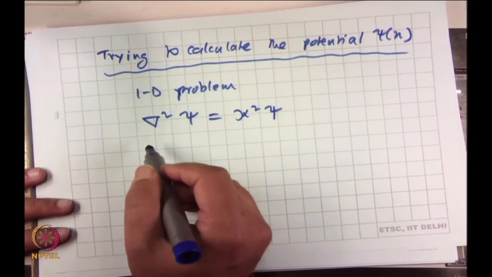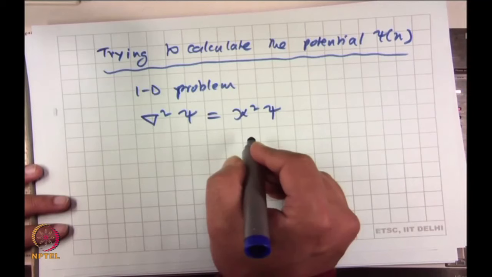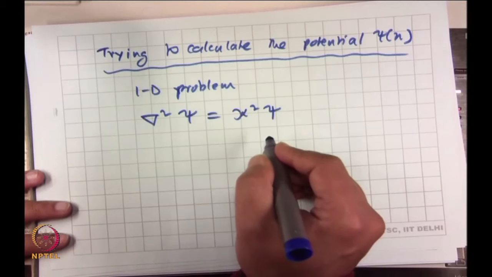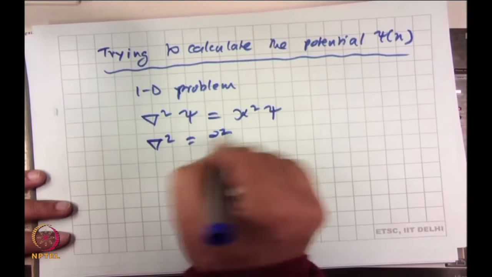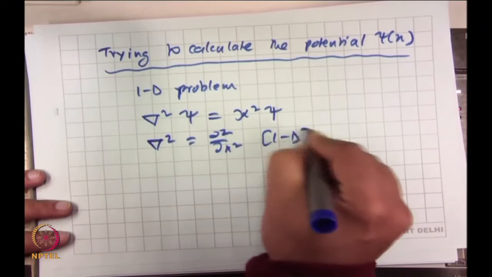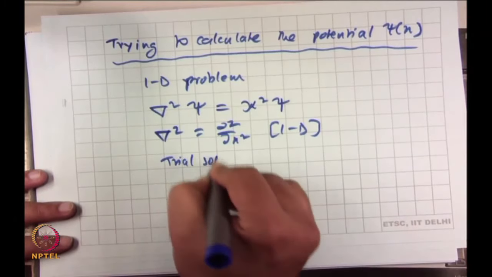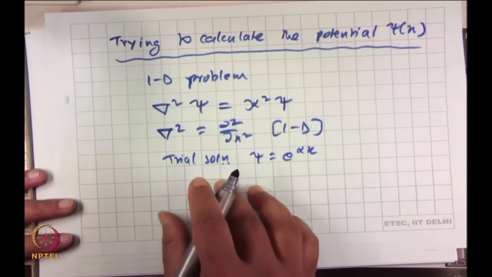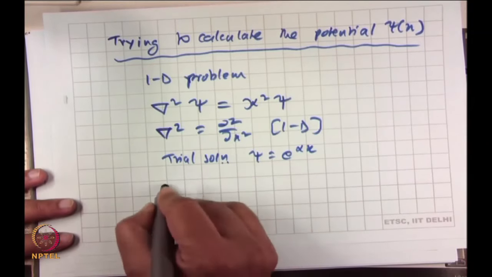Not d by dx, but del square over del x squared, right. Then it becomes a differential equation you have to solve. If you solve the differential equation, by taking that del square is equal to del 2 over del x squared in 1D, and you take a trial solution of say psi to be e to the power alpha x, you have to go back to your differential equation solutions, right. Then what are you going to get psi to be?